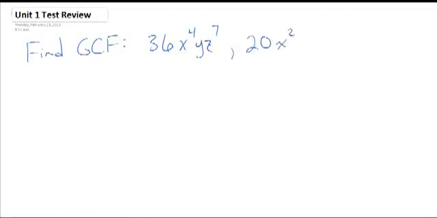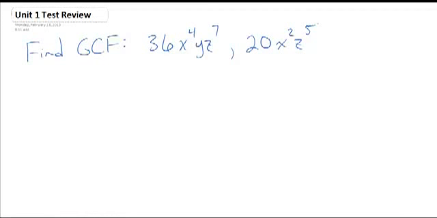So first, you're going to be asked, can you find the GCF? So find the greatest common factor, and say I give you these two terms, 36 x to the 4th, y, z to the 7th, and 20 x squared, z to the 5th. Hopefully by now this is pretty basic review for you, but alright, greatest common factor.